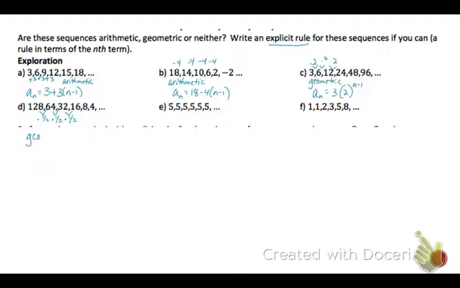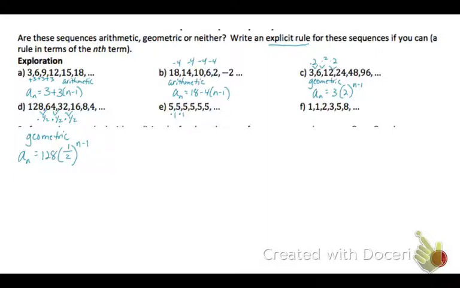Okay, now let's look at d. So 128 down to 64 down to 32. Notice that we are decreasing by half each time. Think of it as a multiplier, multiplying by half. So that gives us a geometric sequence. So using our formula, any term a sub n equals our first term, which is 128, times our multiplier of a half raised to the n minus 1.